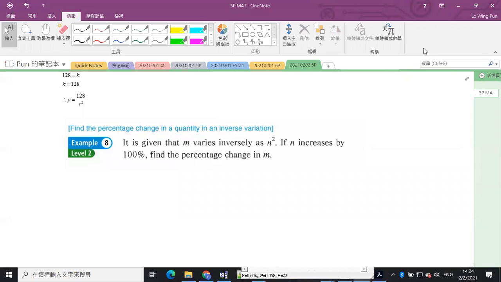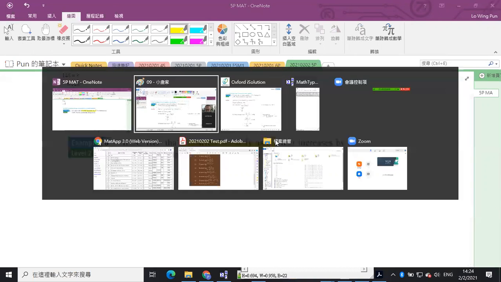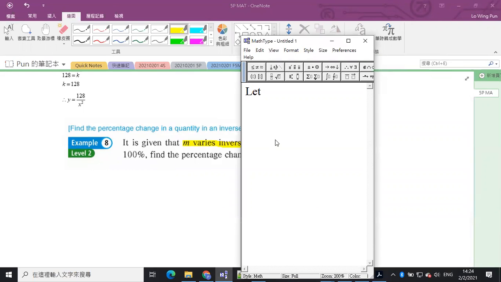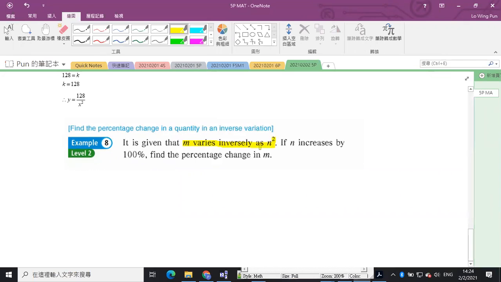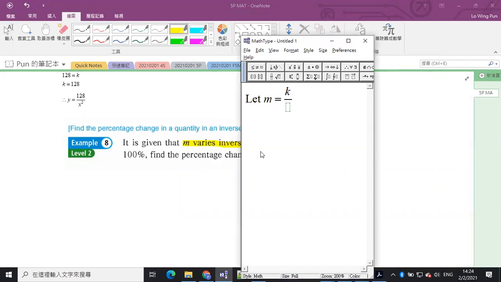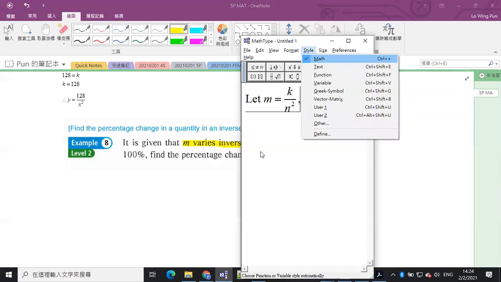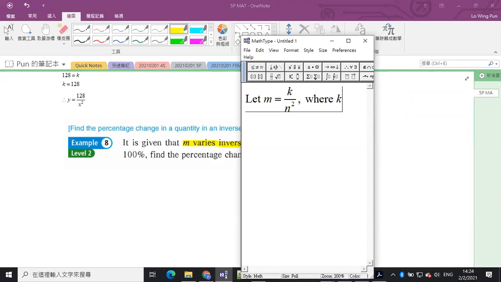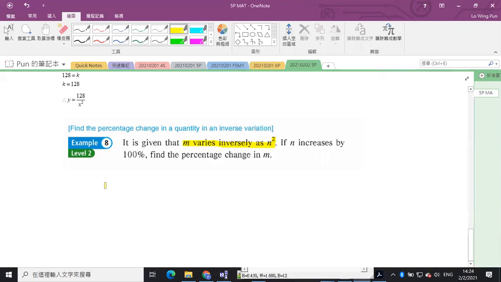m varies inversely as n squared. So you have to identify this key sentence: m varies inversely as n squared. We need to let m, since the keyword is inversely, be a fraction. It's k over that thing, and that thing is n squared. This time it should be over n squared, where k is not equal to 0. So that is the first line and the first mark.